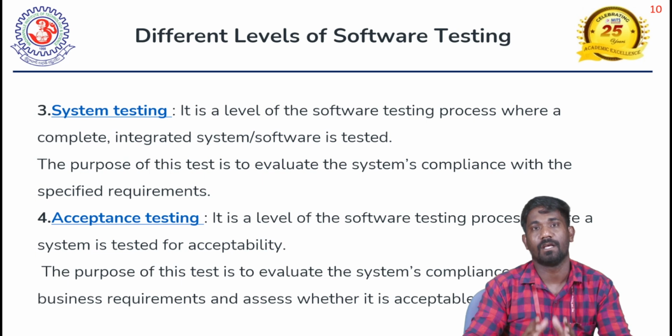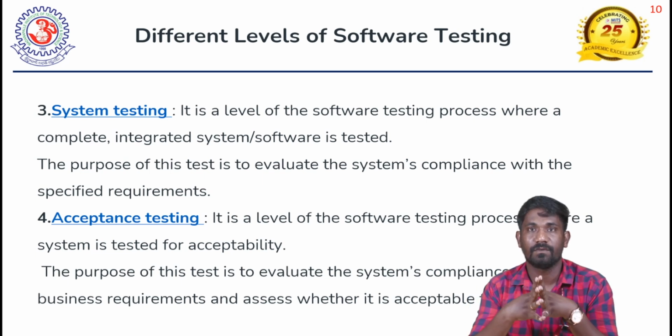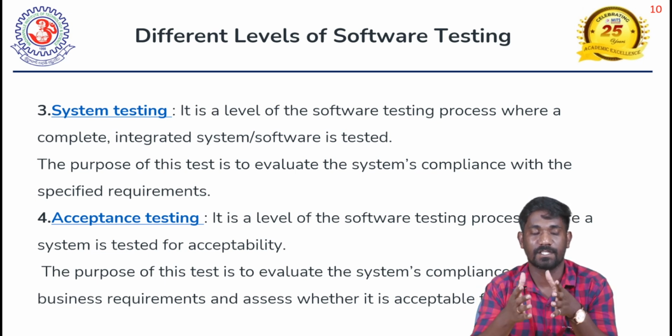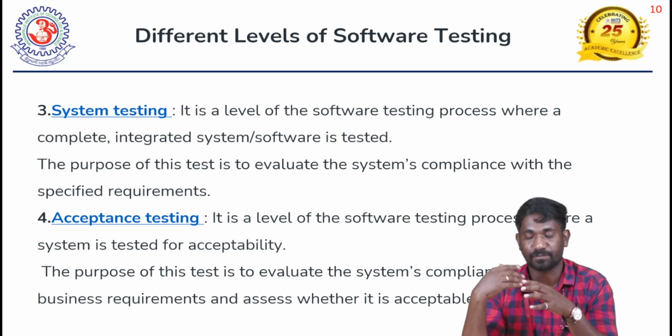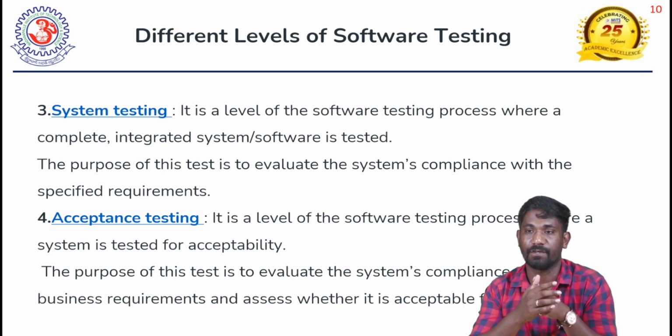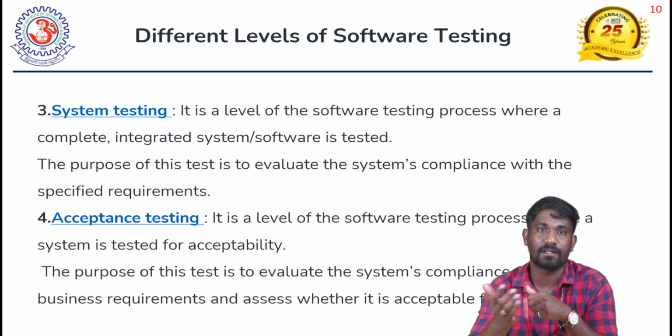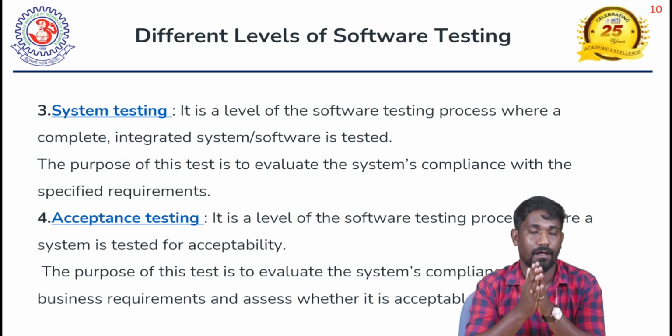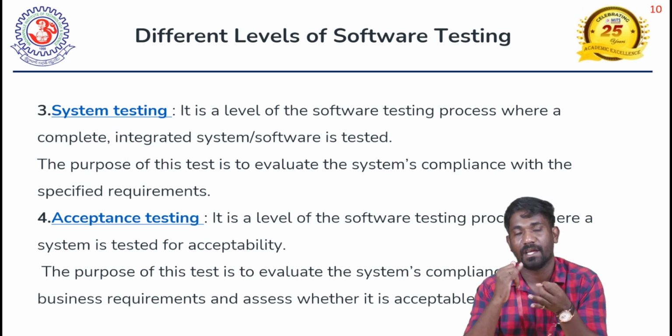Next, system testing. System testing is where the entire software is completed and then tested. This is at the final stage. Then next is acceptance testing, where we check whether the system is able to accept the software, whether all the business requirements are met, and whether it is ready for delivery. So these are the first four testings we have: unit testing, integration testing, system testing, and acceptance testing.